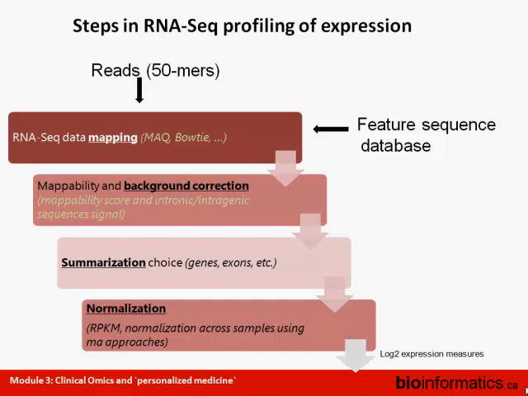And then you have your library and reads coming out from the Illumina sequencer, and you map them onto this feature sequence database, and you get your read counts. This is done using different algorithms, MAQ and Bowtie being popular ones. Then you still need to do the mappability and background correction. How do we do the background correction, for instance? We take a look at the distribution of read counts in intronic regions and intergenic regions, and we take that distribution as our background level for a given library.